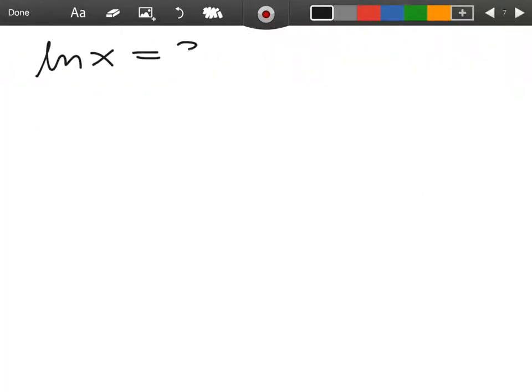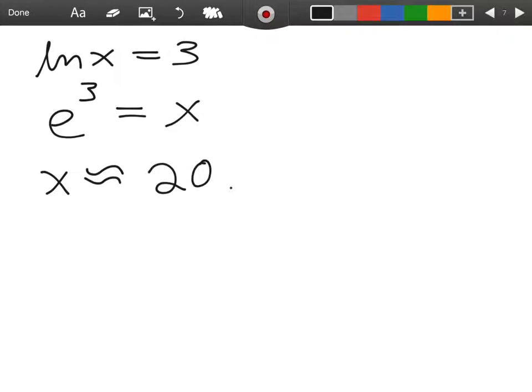Another example. Natural log of x equals 3. Convert it to exponential form. That's e to the third equals x, which is approximately 20.09.